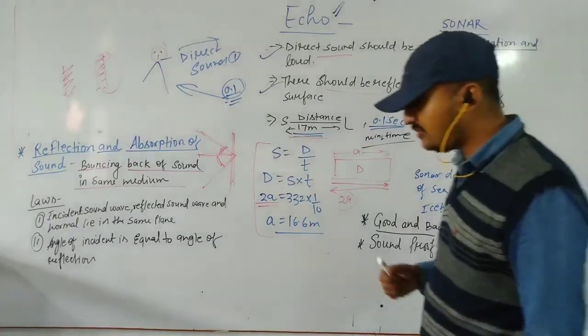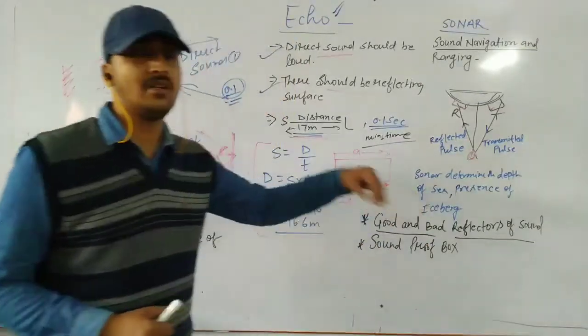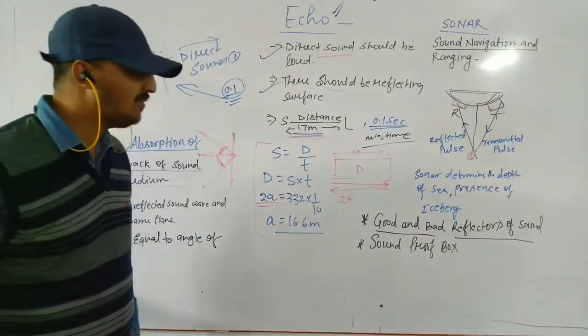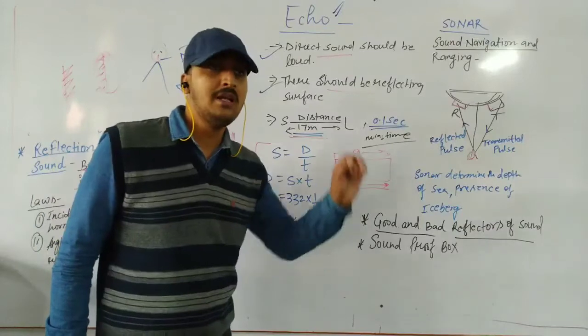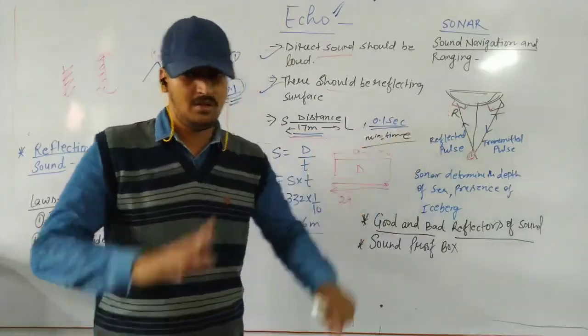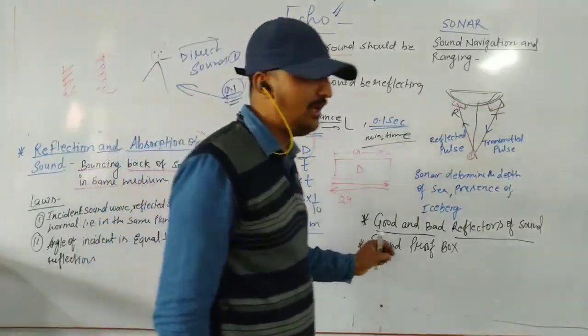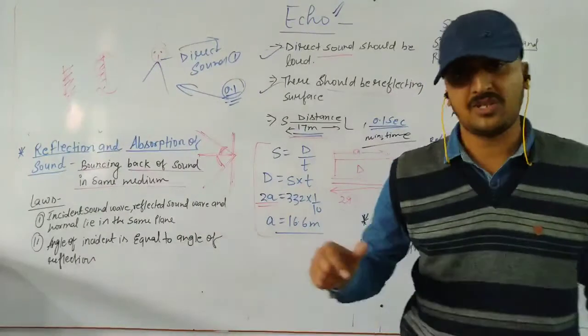Okay. So in picture halls and auditoriums, bad reflectors or good absorbers are required. That's why you can see curtains kept beside all the walls to absorb the sound. You cannot observe echo in picture halls.